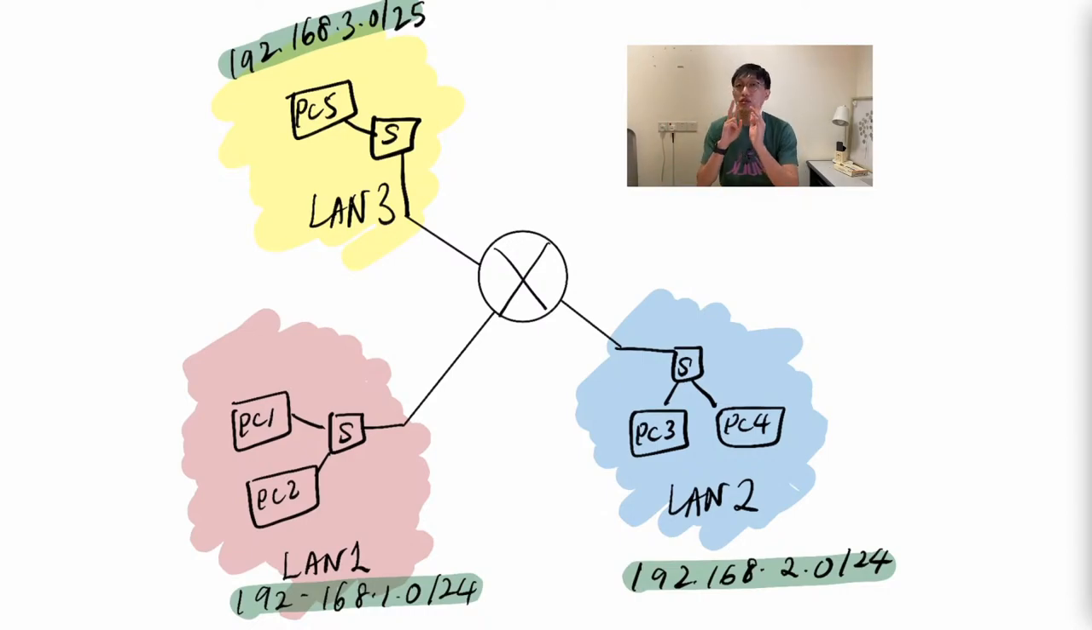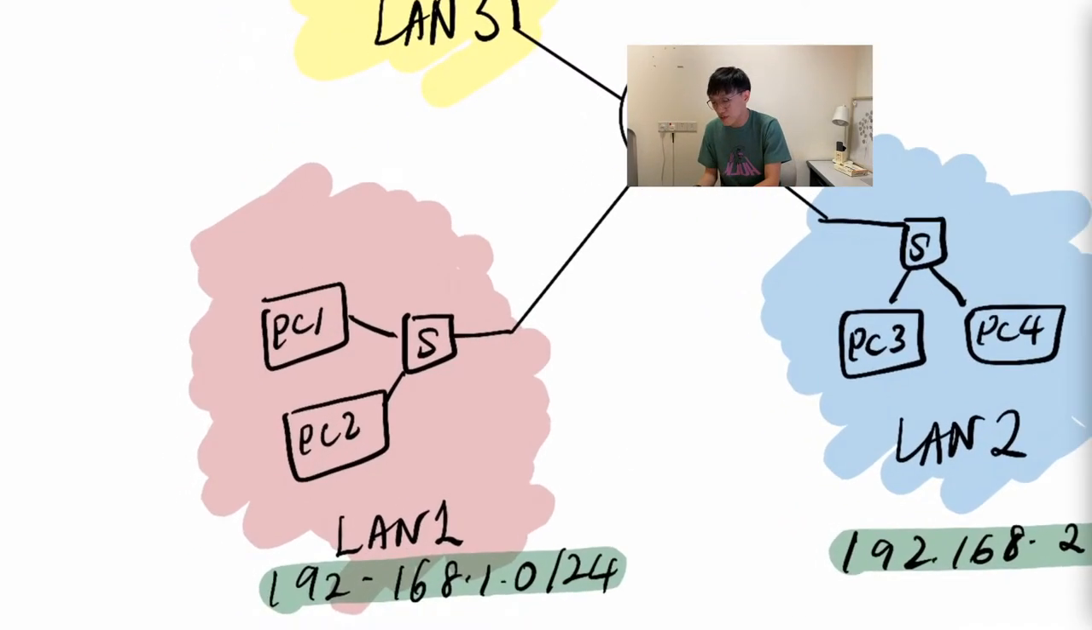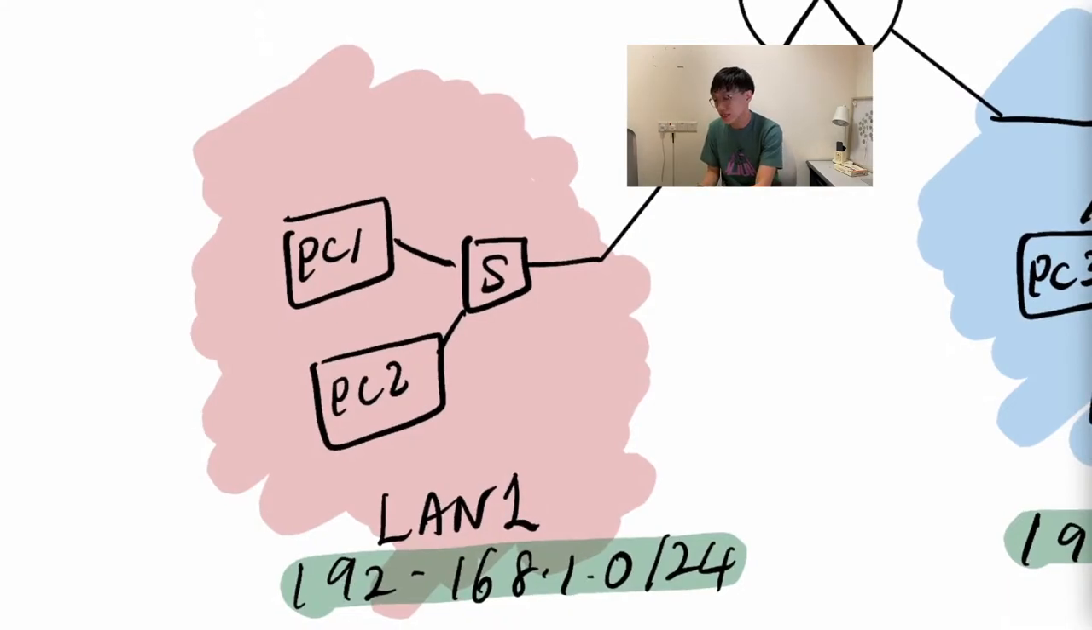There are two ways this can happen. First, in some cases, you are given an IP address of a host in the network. So for example, in this case, if we zoom into the first LAN, let's say we know that PC1 IP is 192.168.1.1. Okay, this is the first example. Now, assuming that you do not know what is the network address.